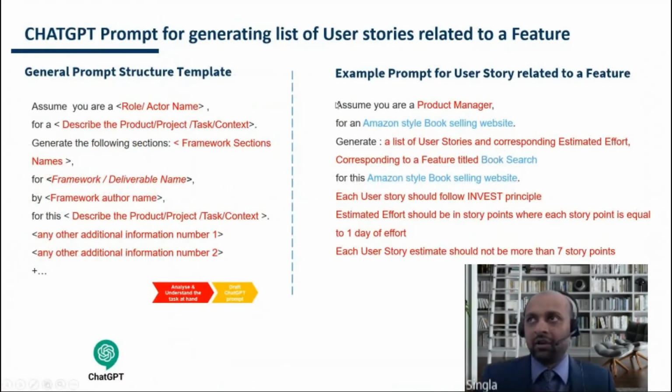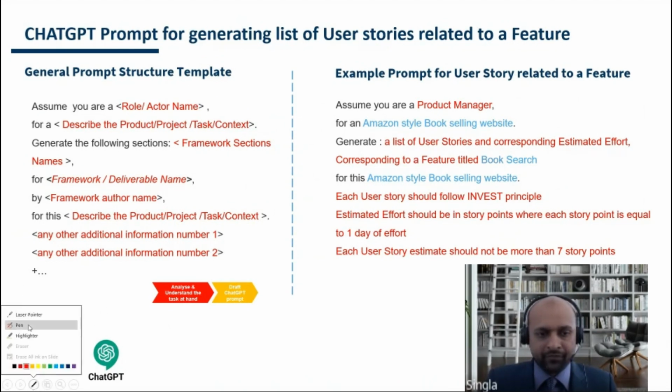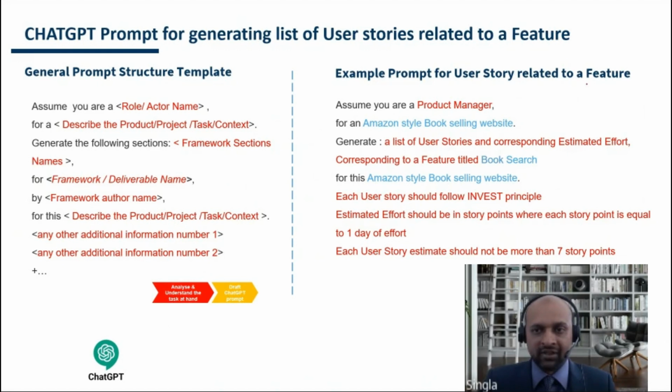In this slide, we will work on writing a ChatGPT prompt for the task at hand, which will convert a feature into corresponding user stories. That's what we are going to do. So let's go through the steps one by one. We are going to use our generic prompt structure template to write this prompt for this particular use case.